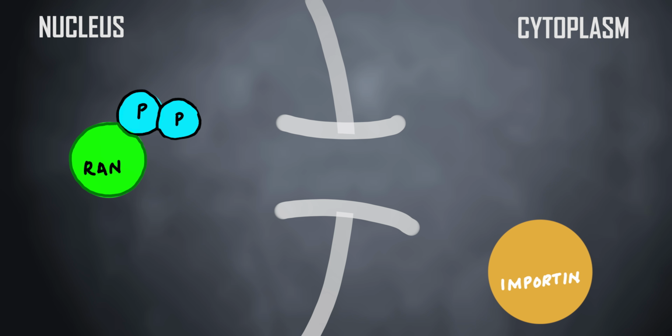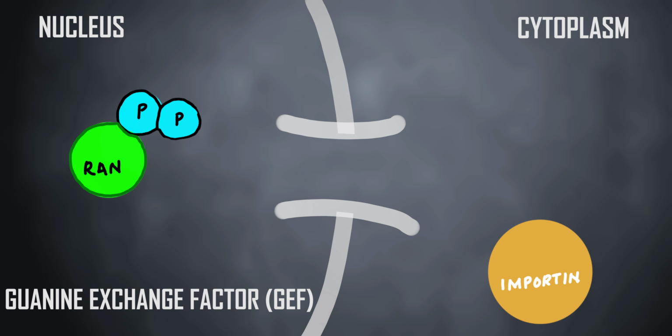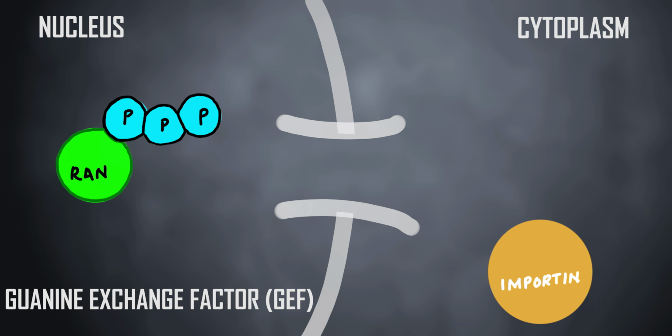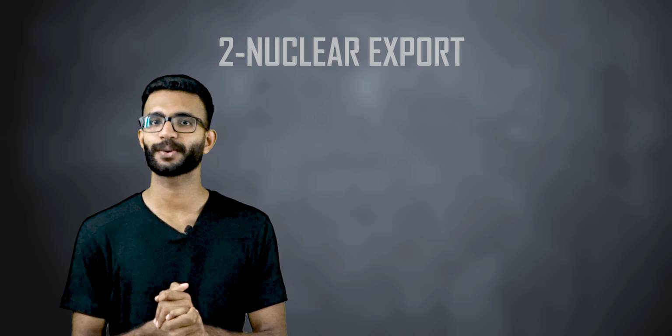Inside the nucleus, there is another thing which is known as a GEF. A GEF actually means a guanine exchange factor. Guanine exchange factor swaps the GDP and switches it with a GTP, and hence the RAN-GTP is again fully active. It's time for the nuclear export.